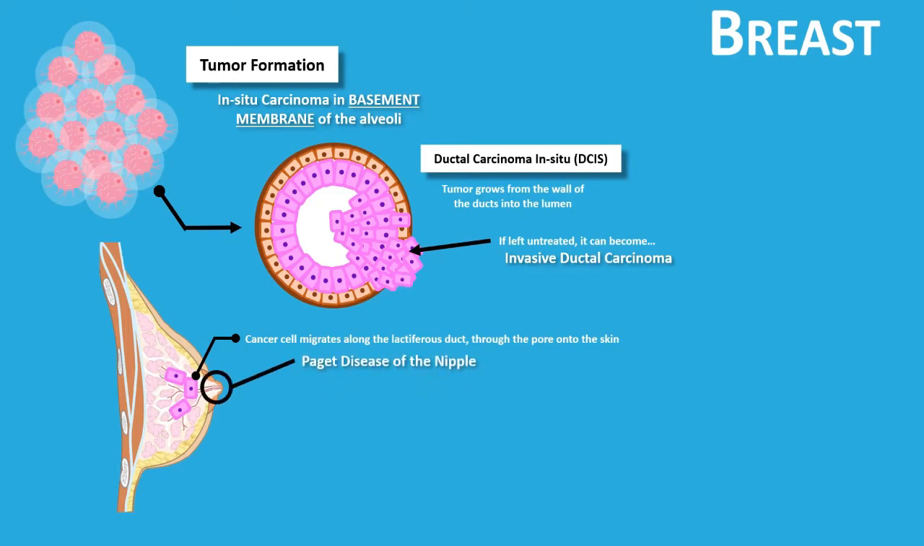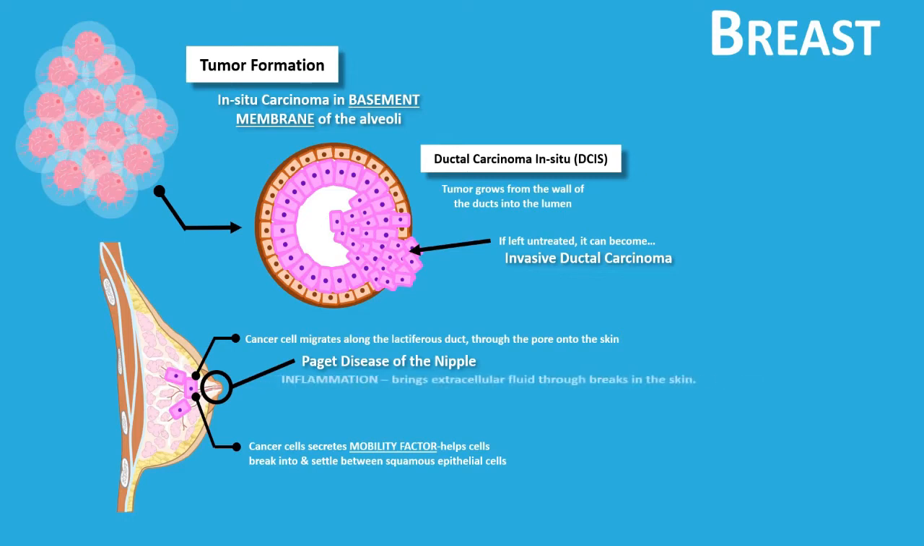These cancer cells release a substance called motility factor, which helps them break into and settle in between squamous epithelial cells. As the cancer cell moves into the epithelium, there is inflammation, which brings extracellular fluid out through the breaks in the skin. This fluid then dries up and forms crust over the skin's surface.